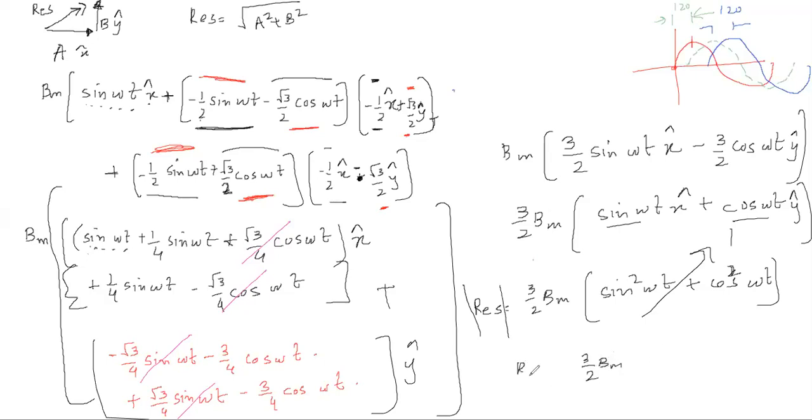Okay, so the resultant magnetic field magnitude is this, and what will be its angle? Since I know this x vector is having a positive sign and the y vector is having a negative sign, the resultant should be having a negative angle. Okay, the resultant should be having a negative angle, and what will be that negative angle?